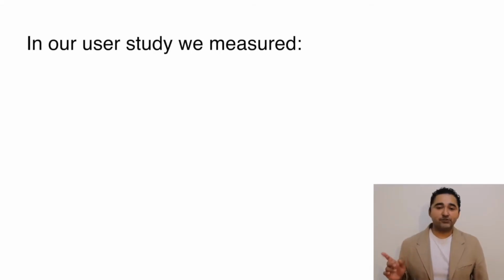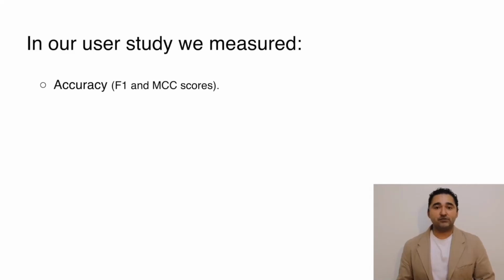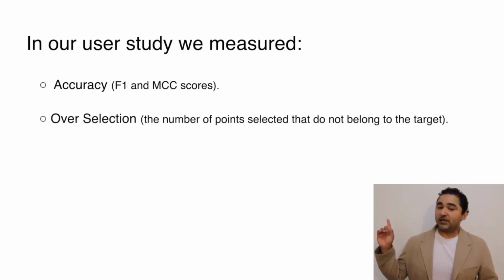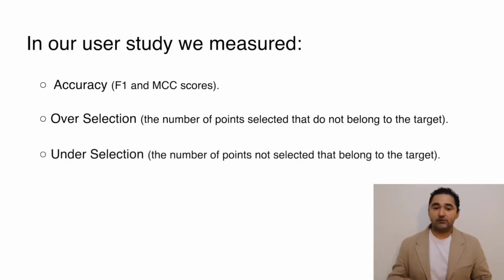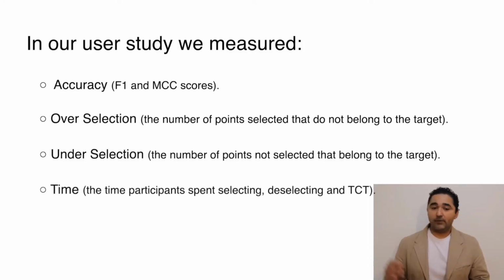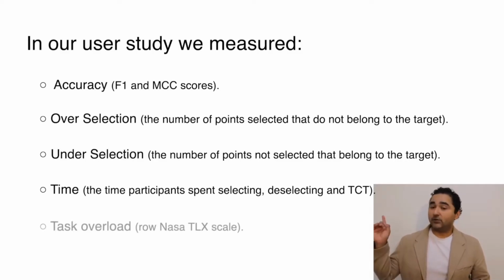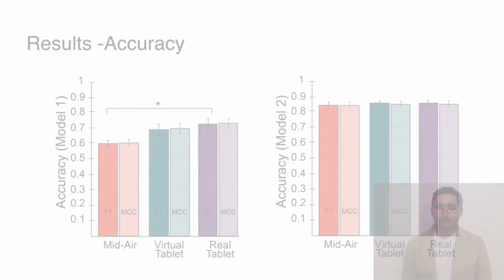To test our technique for each condition, we measure accuracy, using F1 and MCC scores, over-selection, which is the number of points selected that do not belong to the target, under-selection, which are the number of points not selected that belong to the target, time, which is the time the participants spend selecting, deselecting, and the total time, and task overload, using the raw NASA TLX scale.